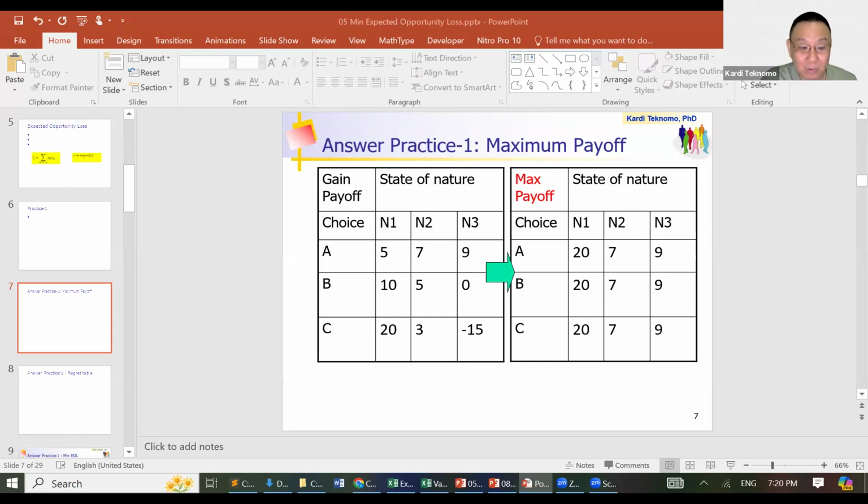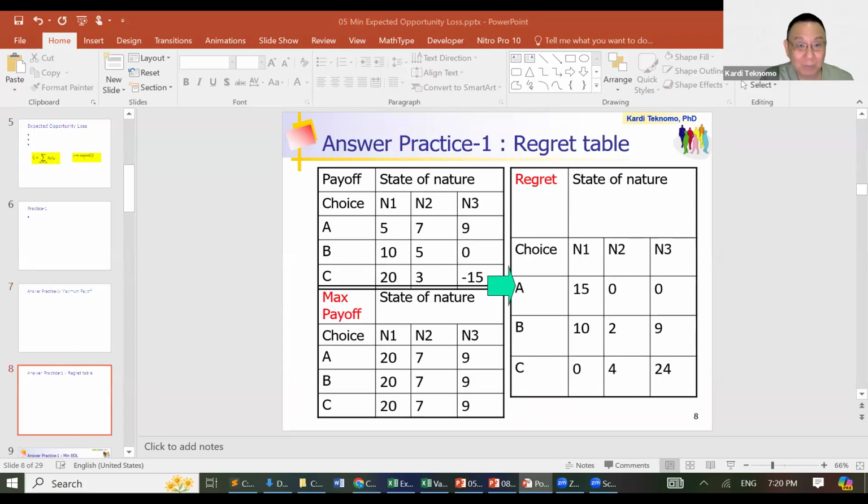And then you subtract. Because you have the payoff and you get the maximum, what you get is the regret. Remember this: 20 minus 5, so 15. 20 minus 10, you get 10, and so on. This was already computed last time, because we use exactly the same numbers.